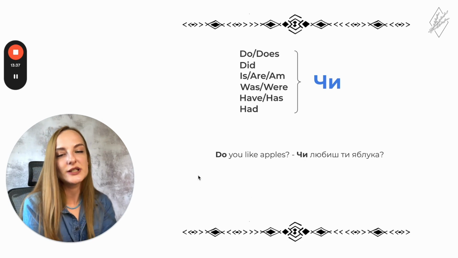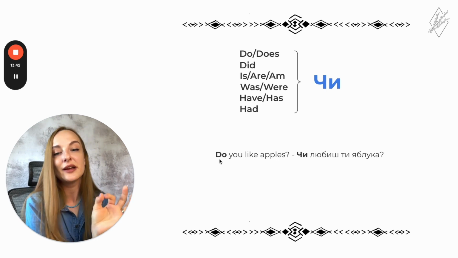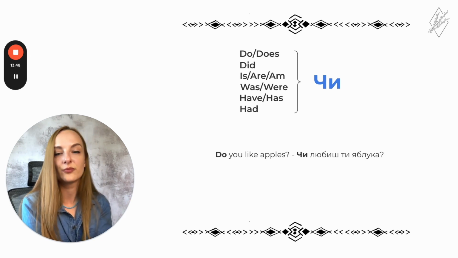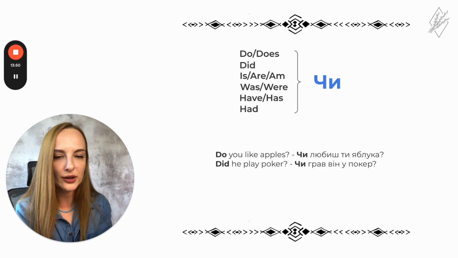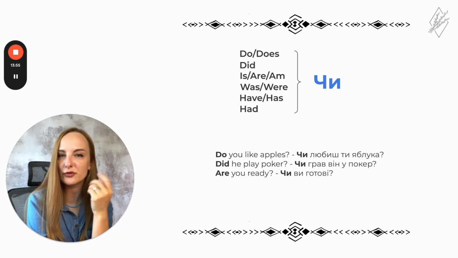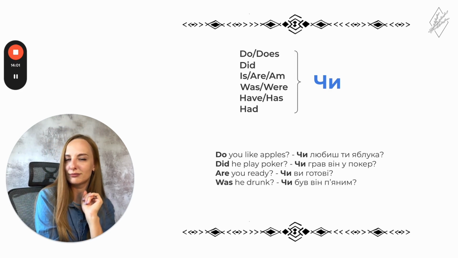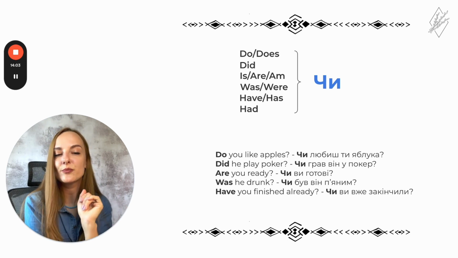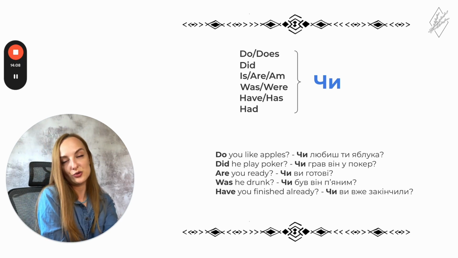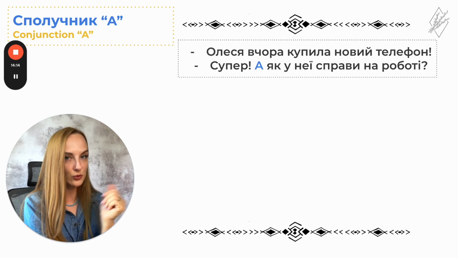Let's take a look at more examples. Do you like apples? Чи любиш ти яблука? So here, in this example, we would translate do as чи. Or this one. Did he play poker? Чи грав він у покер? Or this one. Чи ви готові? Чи був він п'яним? Or this one. Чи ви вже закінчили? So basically, this is how we use this question particle. Let me know in comments if that is clear, if you have any questions about that.